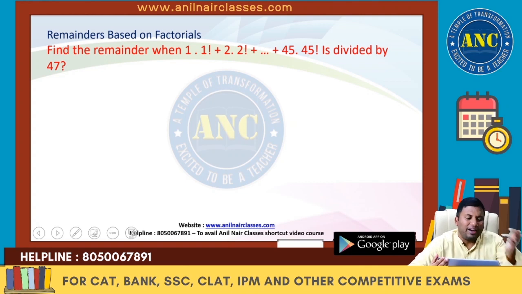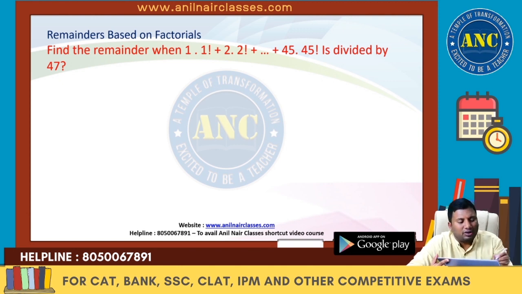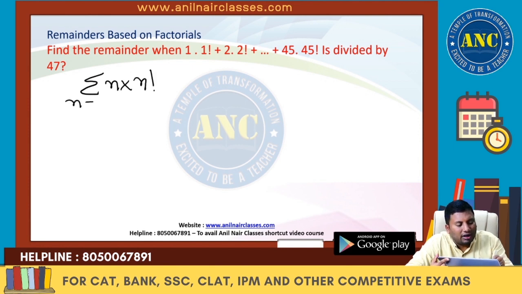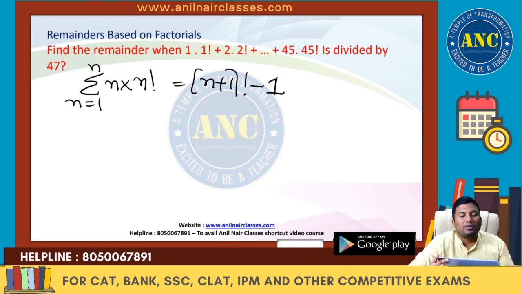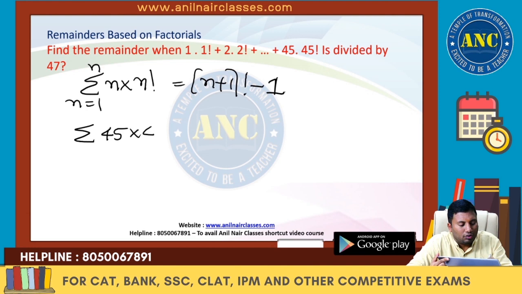Next one, find the remainder of 1 into 1 factorial, 2 into 2 factorial and so on up to 45 into 45 factorial. In session 1 we discussed the sum of n into n factorial, n equals 1 to n. It is nothing but n plus 1 factorial minus 1. I gave the proof in the first class. So this is nothing but the sum of 45 into 45 factorial, n equals 1 to 45. This is nothing but 46 factorial minus 1.